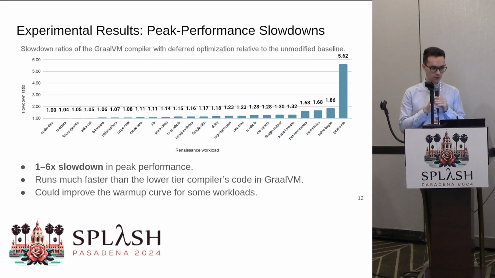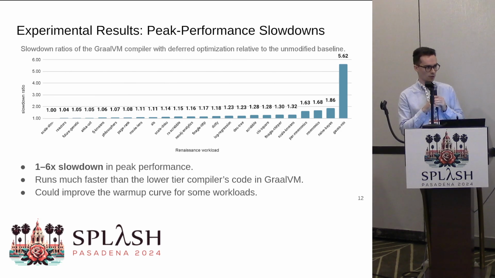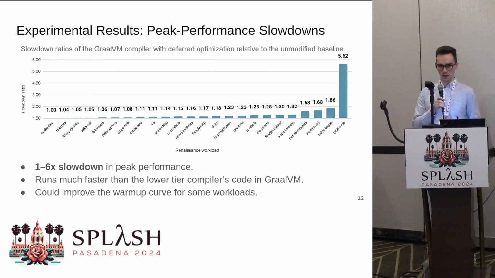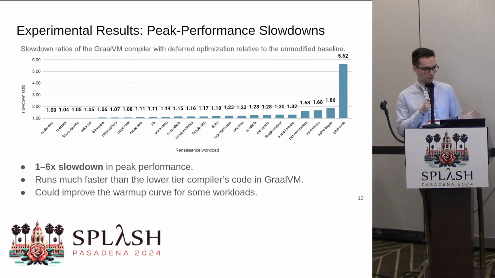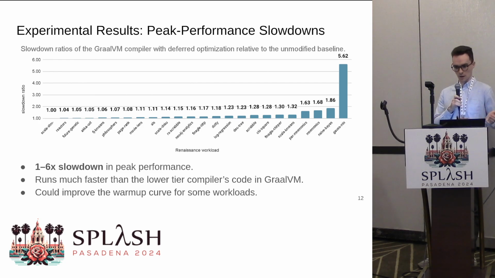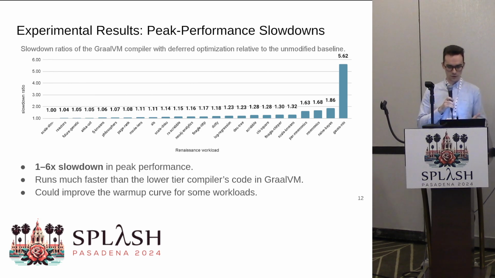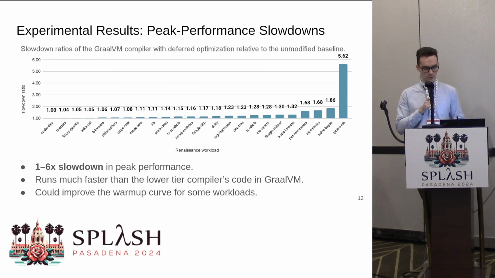And the results are the following. This chart shows the slowdown ratios of the GraalVM compiler with deferred optimization compared to the unmodified GraalVM baseline. Starting from the left, the workload Scala STM bench, there's no slowdown. For many workloads, the slowdown is small, and we have one outlier, Ghost Mix, where the slowdown is almost 6x.